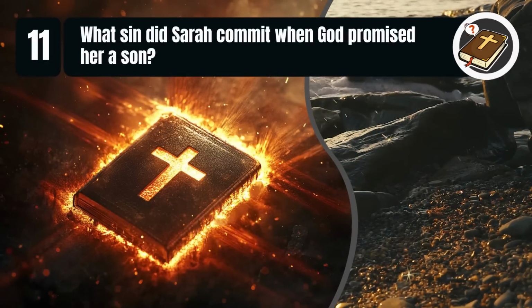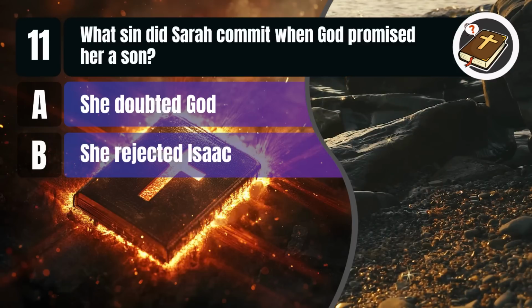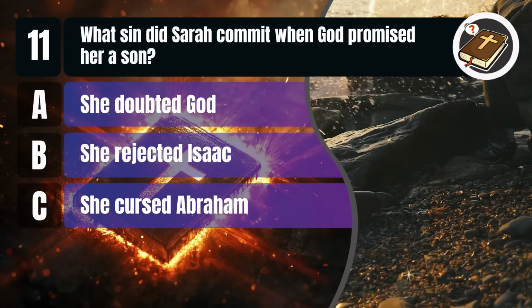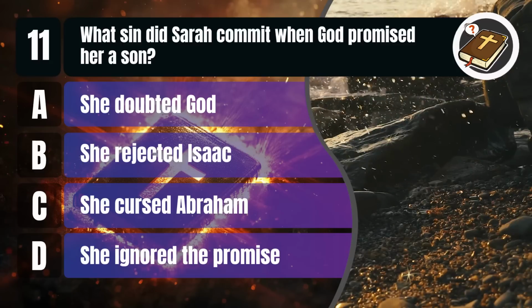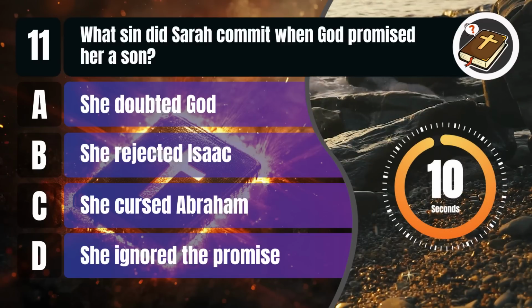Question 11. What sin did Sarah commit when God promised her a son? A. She doubted God. B. She rejected Isaac. C. She cursed Abraham. D. She ignored the promise. You get 10 seconds.